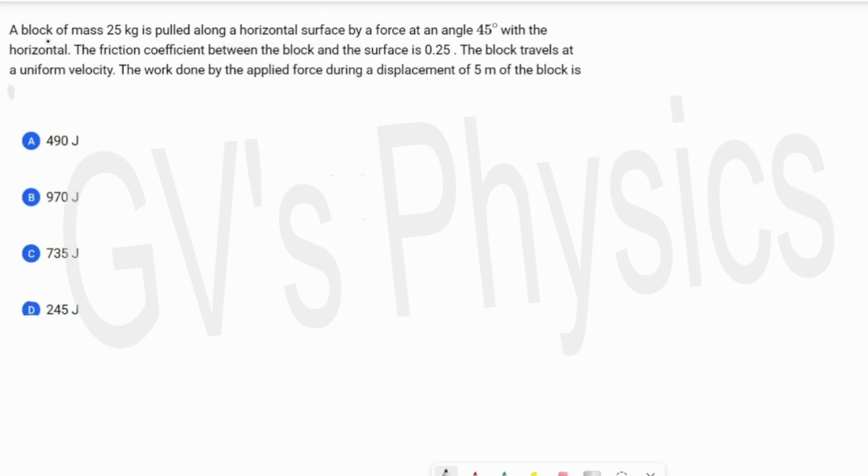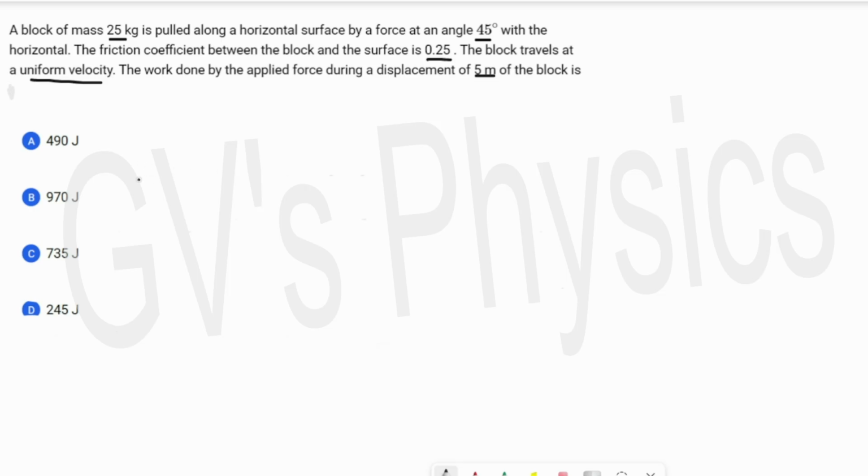Next one, it's a most important question. A block of mass 25 kg is pulled along the horizontal surface by a force at an angle 45 degree with the horizontal. The frictional coefficient between block and the surface is 0.25. The block travels with the uniform velocity. Find the work done by the applied force during the displacement 5 meter.